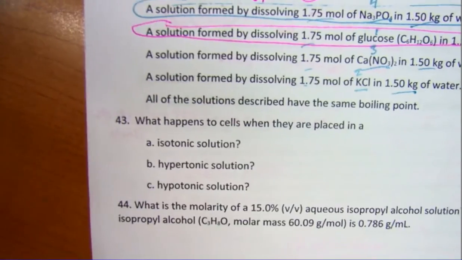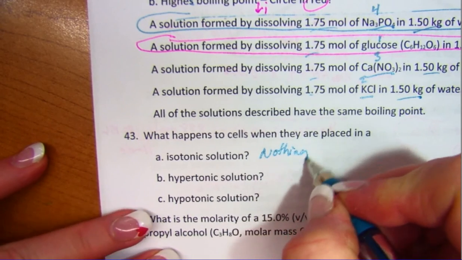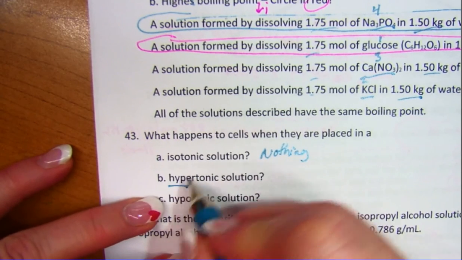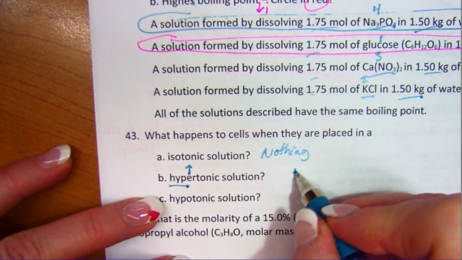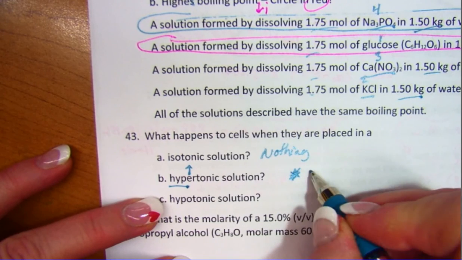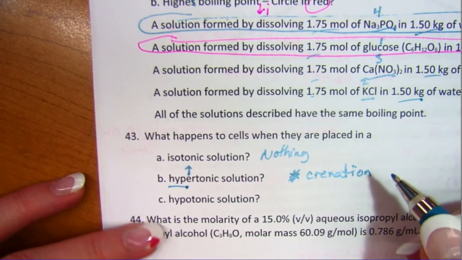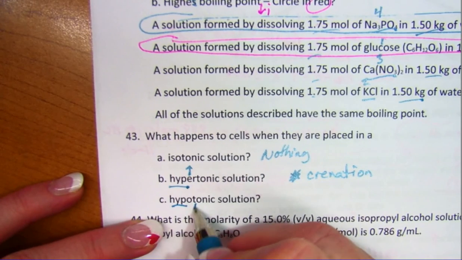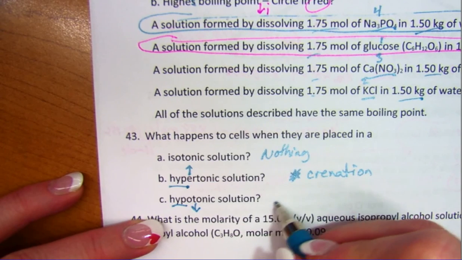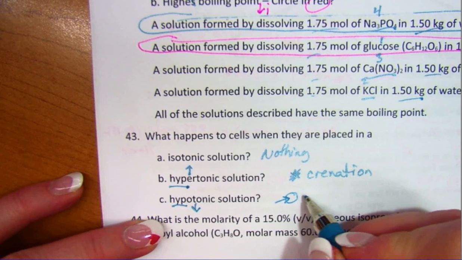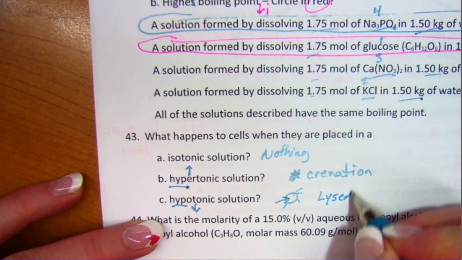Okay, what happens to cells when they are placed in isotonic solutions? Nothing. When they are placed in hypertonic, that means higher, that means that the cell is going to go to crenation because it's going to try and dilute the outside. Hypotonic means it's a lower solution than the cell, and so the water tries to get in and blows up the cell, which is lysed. The cell's been lysed.